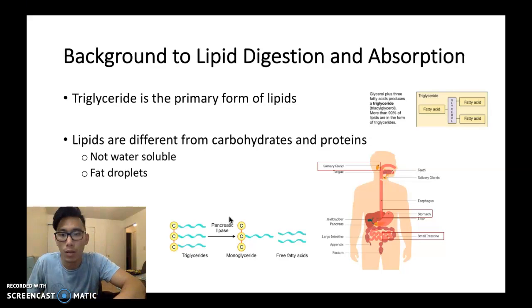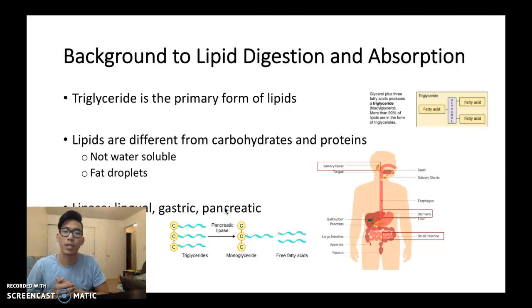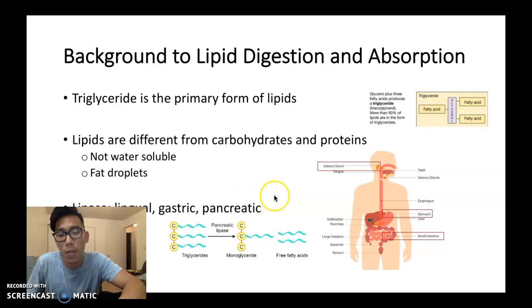So, what do we do about it? This is where lipase comes in, and lipases are enzymes that break down fat into smaller substrates, smaller components. Now, fat breakdown or digestion really begins in the salivary glands. So the salivary glands will secrete lingual lipase for fat digestion. Then, as food continues to flow down the esophagus and into the stomach, gastric lipase gets secreted from the stomach.